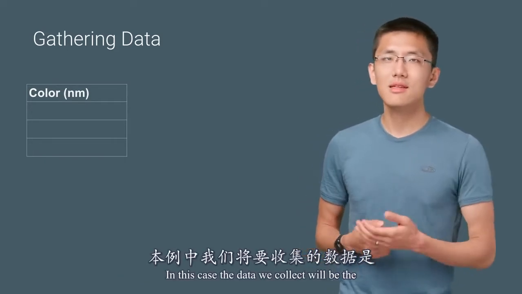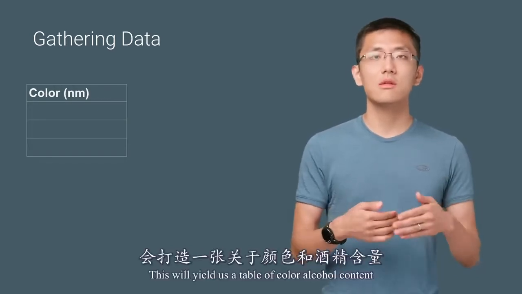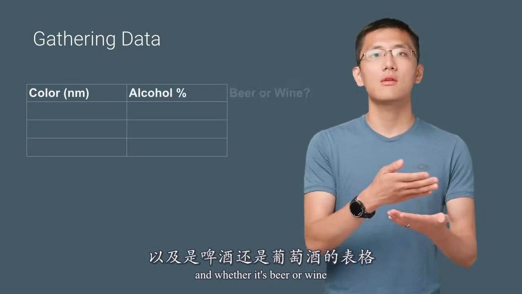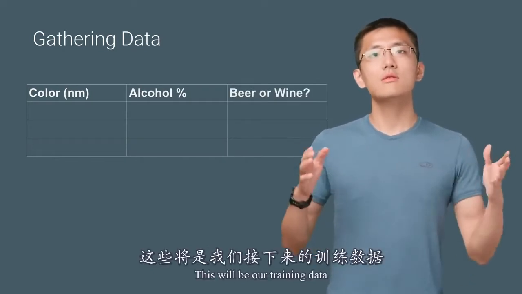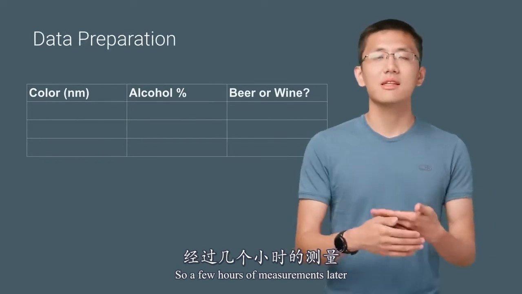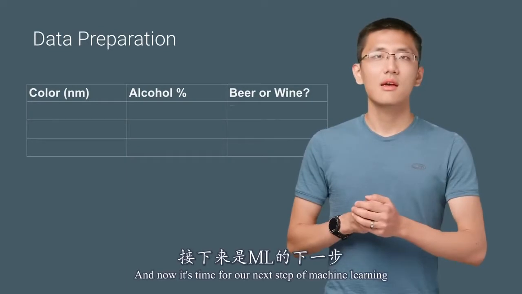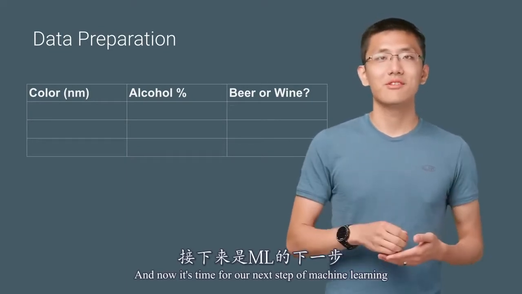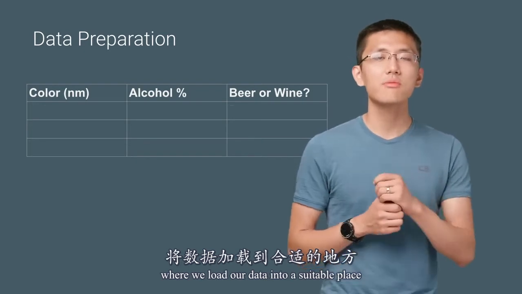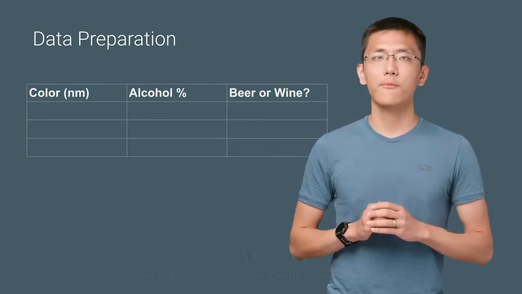In this case, the data we collect will be the color and alcohol content of each drink. This will yield us a table of color, alcohol content, and whether it's beer or wine. This will be our training data. So a few hours of measurements later, we've gathered our training data and had a few drinks perhaps. And now it's time for our next step of machine learning: data preparation, where we load our data into a suitable place and prepare it for use in our machine learning training.